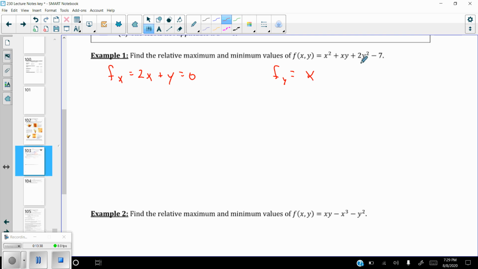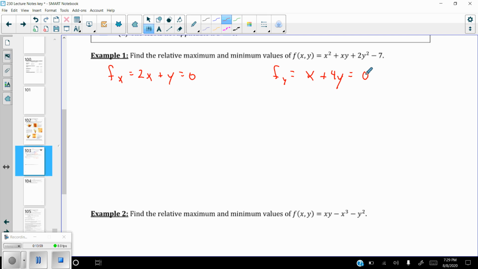When I take the derivative of 2y squared, I get 4y. And then when I take the derivative of -7, that's 0, that's done. So we need to set that equal to 0. Now there are multiple ways that we can solve this system of equations, because what I have now is 2x plus y equals 0, and x plus 4y equals 0.